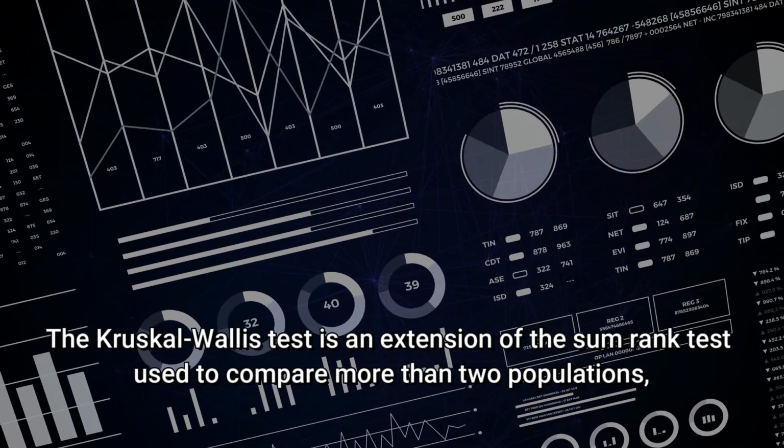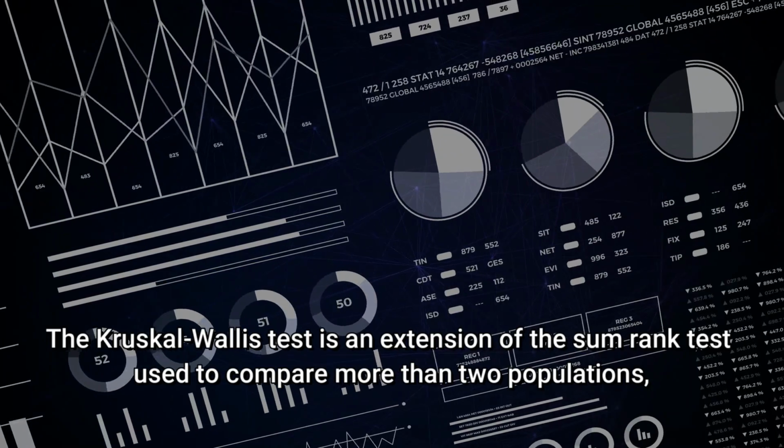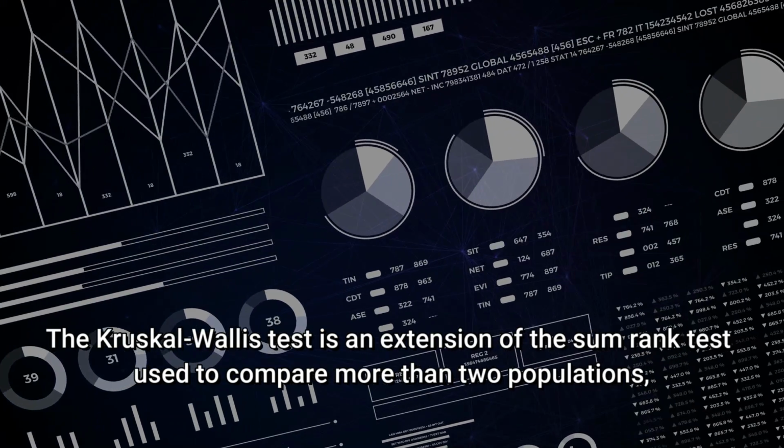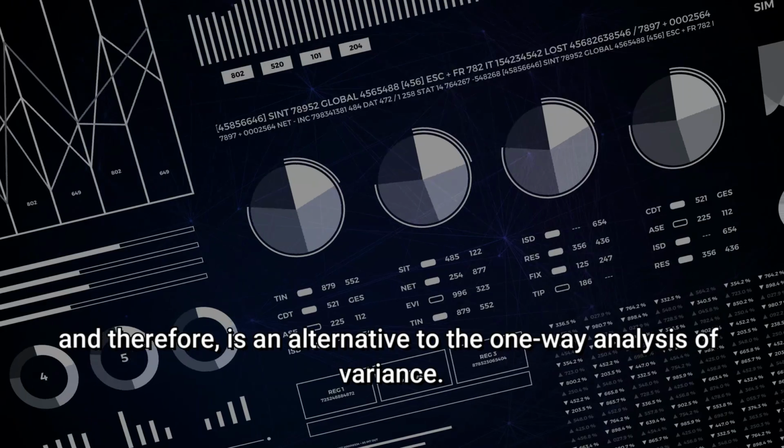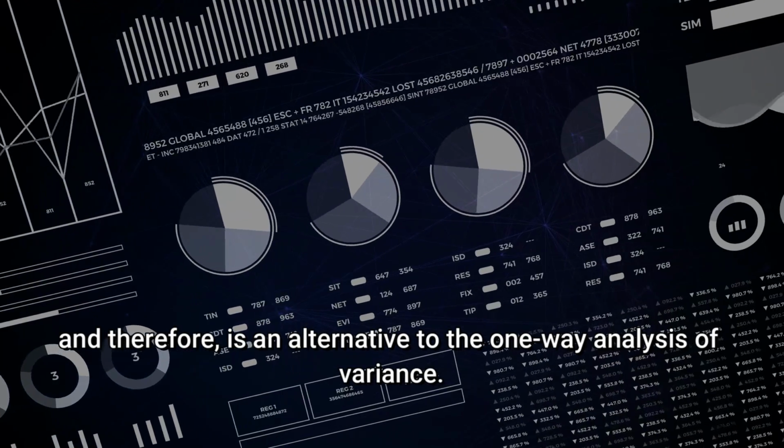The Kruskal-Wallis test is an extension of the sum rank test used to compare more than two populations, and therefore, is an alternative to the one-way analysis of variance.